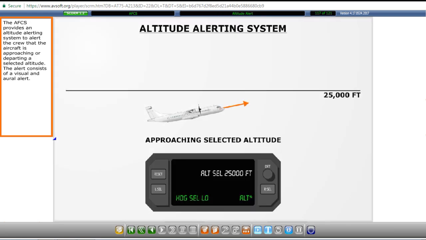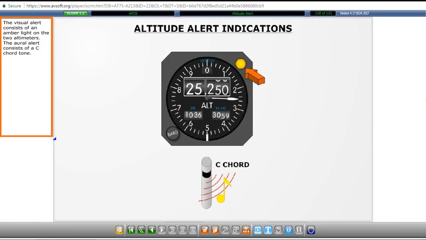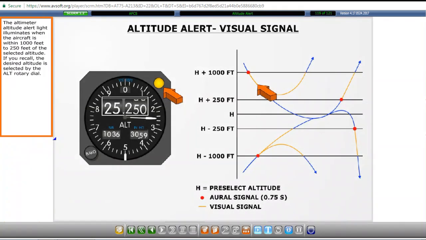The AFCS provides an altitude alerting system to alert the crew that the aircraft is approaching or departing a selected altitude. The alert consists of a visual and aural alert. The visual alert consists of an amber light on the two altimeters. The aural alert consists of a C-chord tone.